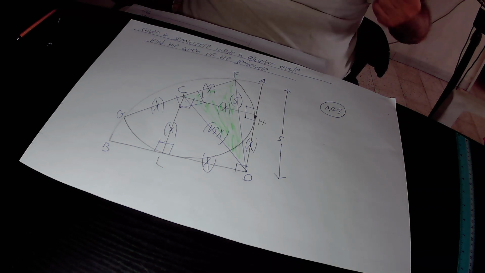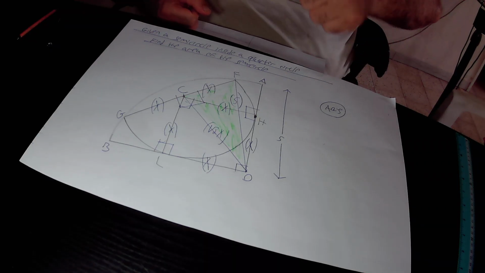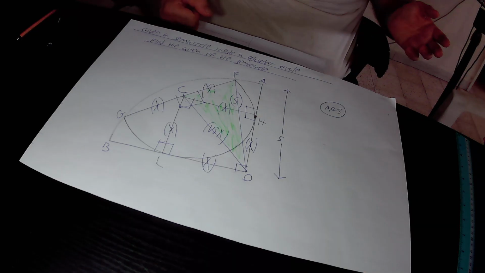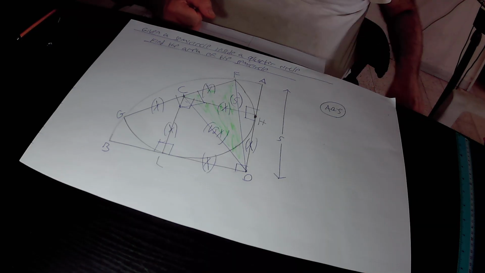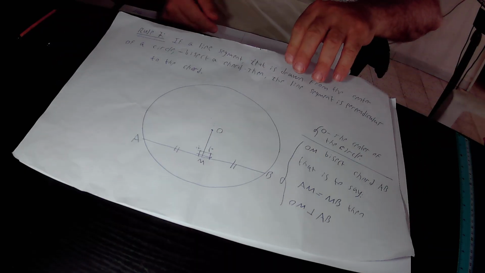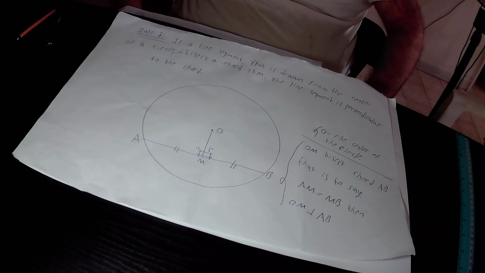Whenever you have a line segment that is drawn from the center of the circle or semicircle or quarter circle and it bisects the chord, like in this drawing, where we have line segment OC that bisects chord FG, you can implement rule 7. So I'm just clicking on rule 7. According to rule 7, if a line segment that is drawn from the center of the circle bisects the chord, then the line segment is also perpendicular to that chord.